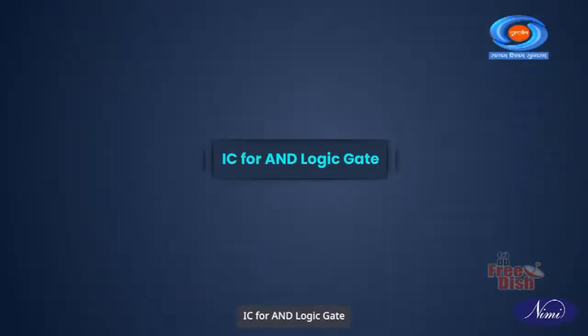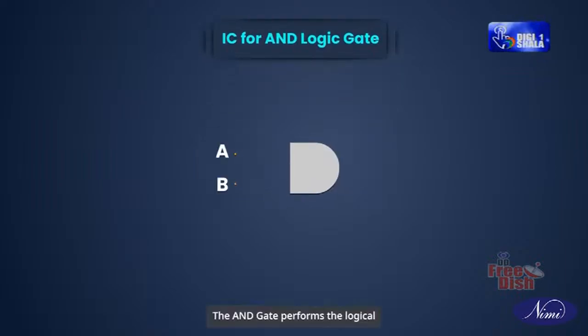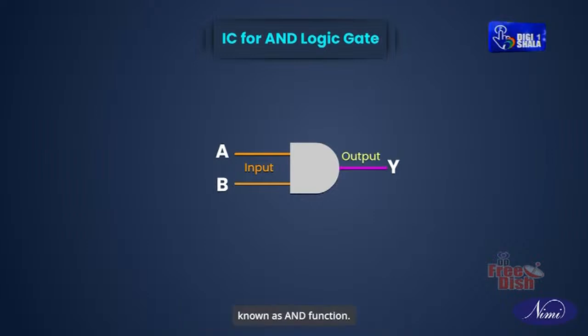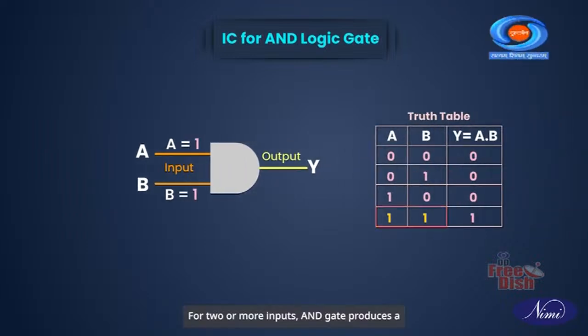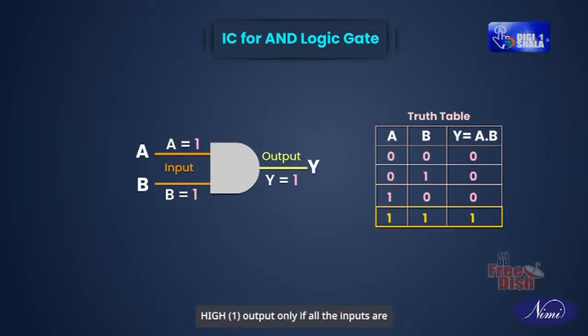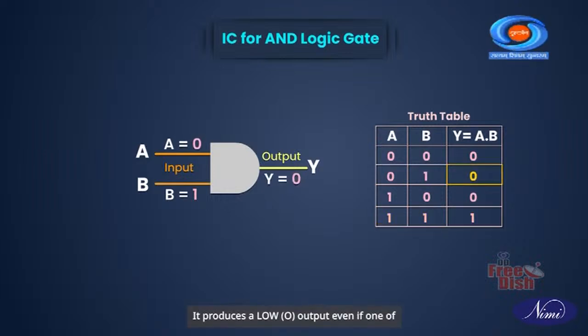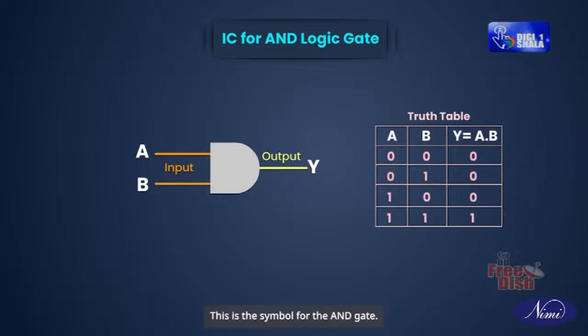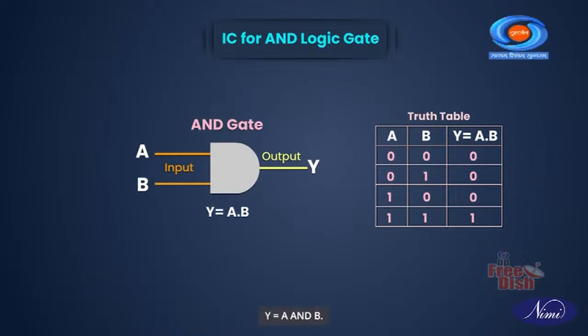IC for AND logic gate. The AND gate performs the logical multiplication operation, which is commonly known as the AND function. For 2 or more inputs, an AND gate produces a high output only if all the inputs are high. It produces a low output even if one of the inputs is low. This is the symbol for the AND gate. The logical expression for an AND gate is Y equals A and B.